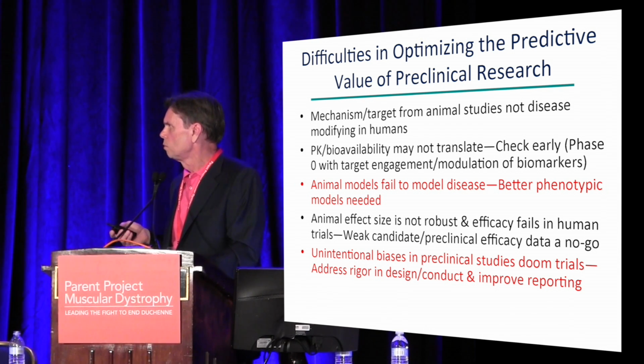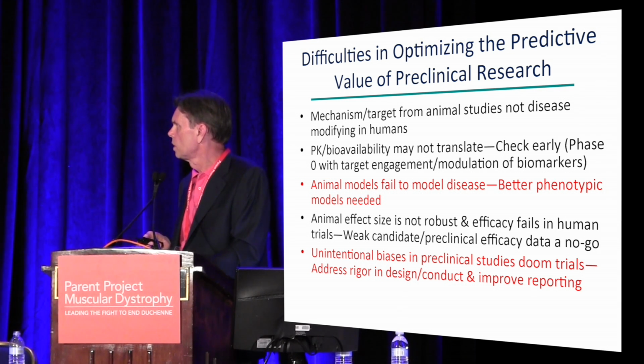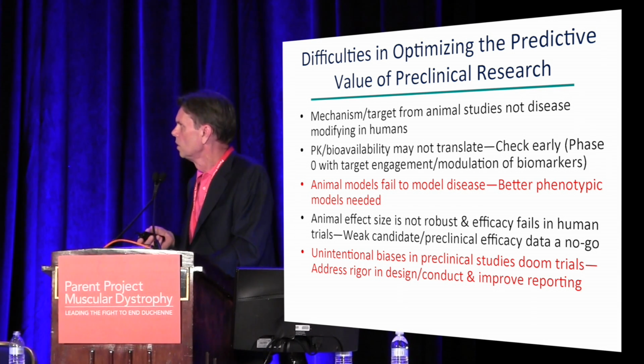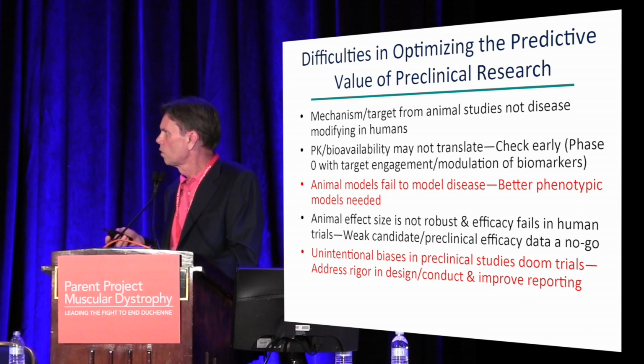And then one of the things I'm going to talk about is that I do think we need better animal models. I think some of our drugs could possibly fail because our mouse models really don't model the human disease all that well. As John said, the mice don't have Duchenne muscular dystrophy. They're missing dystrophin, but we really do need better phenotypic models.